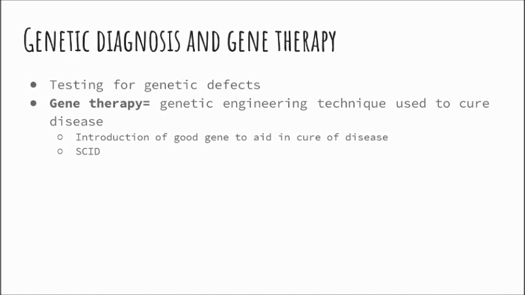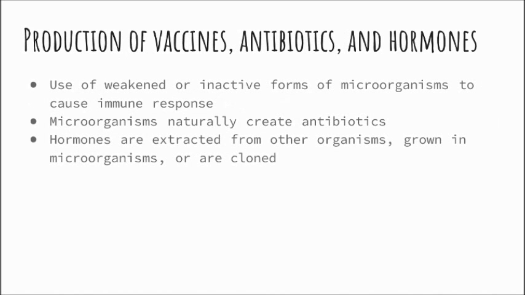Genetic diagnosis is testing for any genetic defects, especially if you know you have a family history of a certain genetic disease. Gene therapy is the genetic engineering technique used to cure disease. So it's the introduction of a good gene to aid in the cure of disease. They do gene therapy a lot with individuals with SCID or severe combined immunodeficiency, where they essentially don't have an immune system. So gene therapy is really one of the only resources that they have to try to treat this disease.